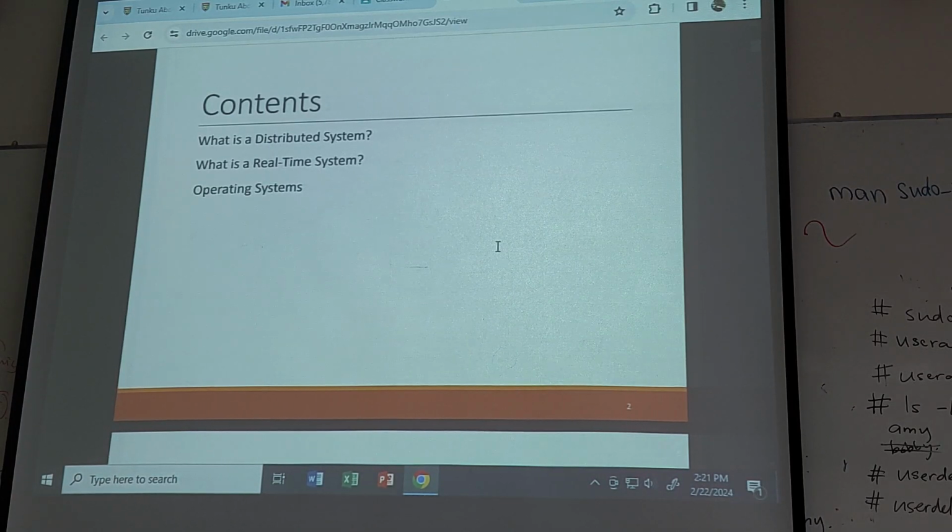Okay, so we're going to start with what is distributed system and also parallel computing. And then we will talk about real-time system. And the operating system is required to do this distributed system.